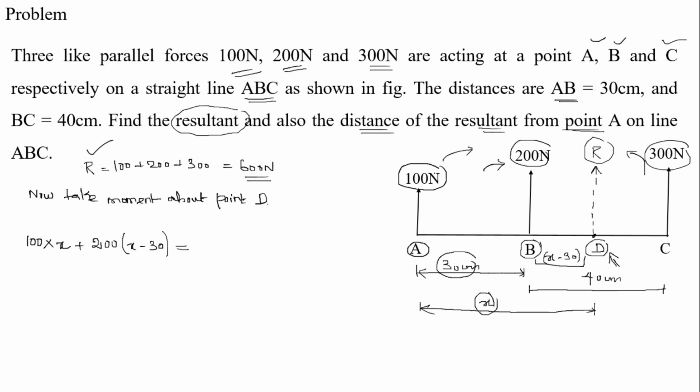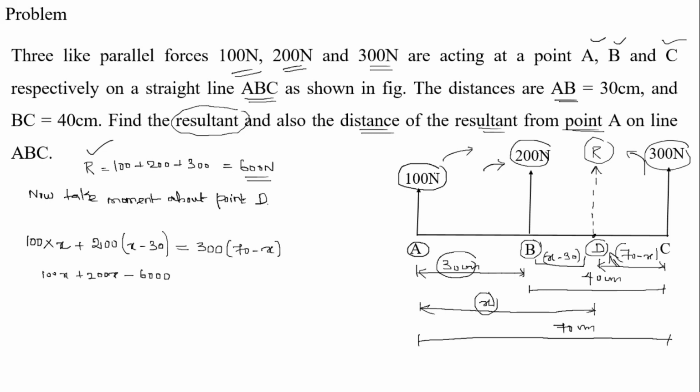The 300 Newton is acting at point C, and what is the perpendicular distance between D and C? AB plus BC is equal to 70, the total distance is 70 centimeter. So this is 70 minus x, into 70 minus x. Now simplify this: 100 into x plus 200x minus 6000, which is equal to 3 sevens are 21, 21,000 minus 300x. So simplify this.